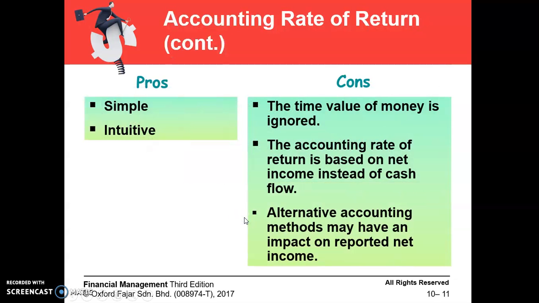The accounting rate of return has pros and cons. The pros are that it is simple and intuitive. The cons are that it ignores the time value of money concept, the accounting rate of return is based on net income, and alternative accounting methods may have an impact on reported net income.